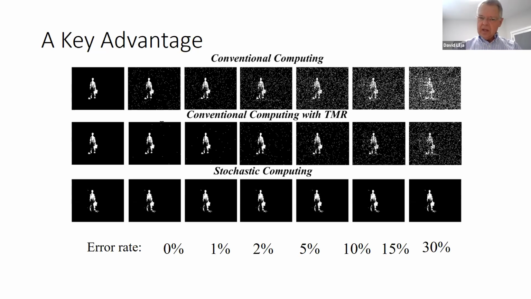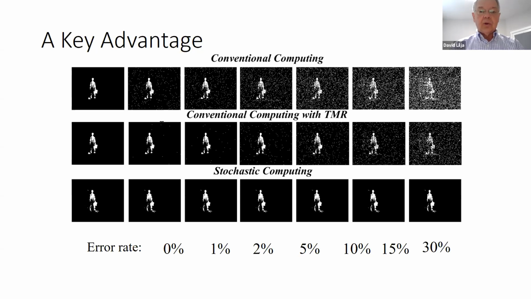So there's something here with this stochastic approach, this probabilistic approach, where I can tolerate a lot of errors, and I can see that this image doesn't really change this much. But how do I do this?